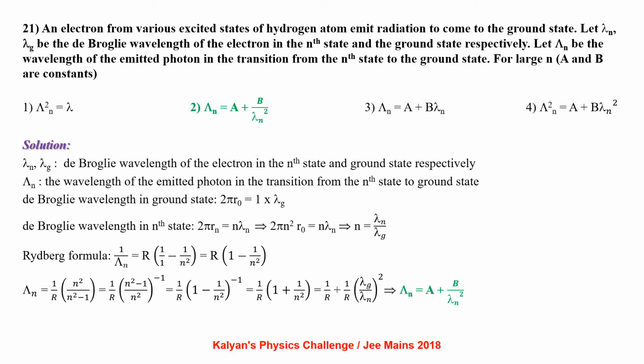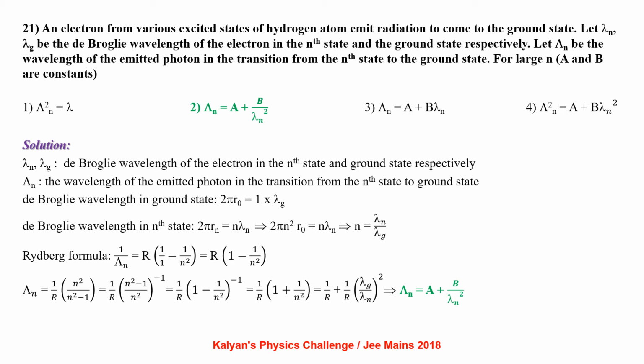An electron from various excited states of hydrogen atom emit radiation to come to the ground state. Let lambda n, lambda g be the de Broglie wavelength of the electron in the nth state and the ground state respectively. Let capital lambda n be the wavelength of the emitted photon in the transition from nth state to the ground state. For large n value, a and b are constants.